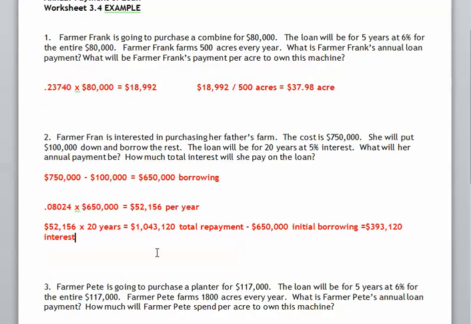Yeah, that's right. That's how banks make money. Banks are investing in us when they lend us money.